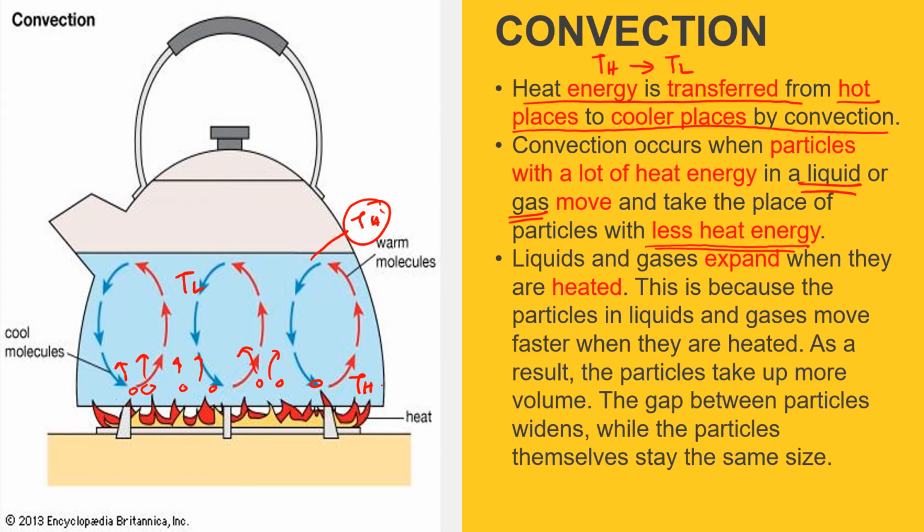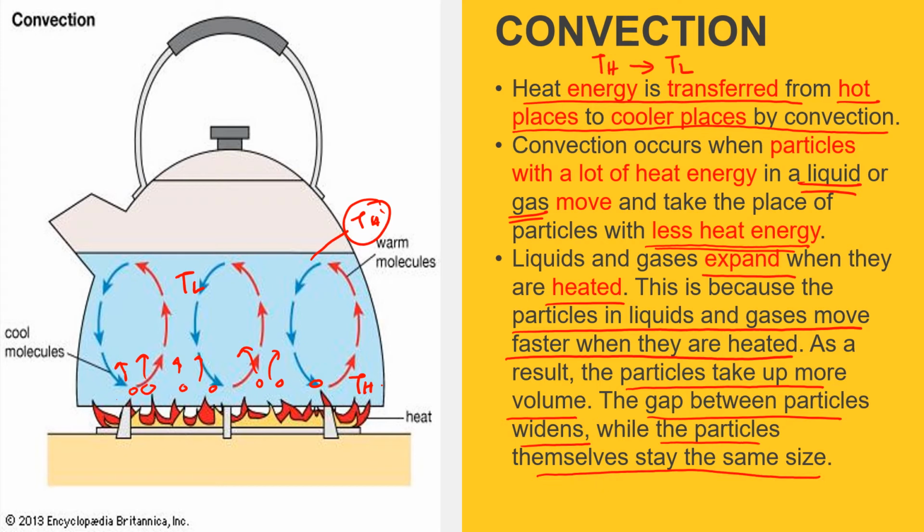So when it becomes T high, maksudnya ada heat transfer berlaku dalam this process. Okay, dalam kita masak air tu ada heat transfer. So liquid and gases expand when they are heated. This is because the particles in liquid and gases move faster when they are heated. Macam tadilah. Okay. And then as the result, the particles take up more volume. And then the gap between the particles widens while the particles themselves stay the same size.